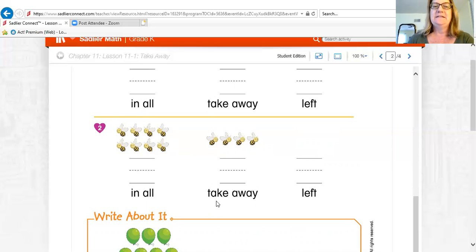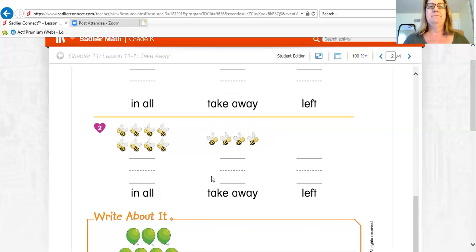Next number is the take away. How many bees are we taking away? 1, 2, 3, 4. So please write the number 4 on this line, which I'm doing with my cursor. 8 bees in all. Take 4 away.